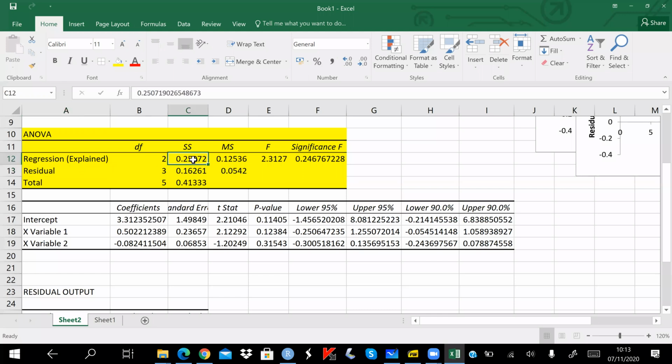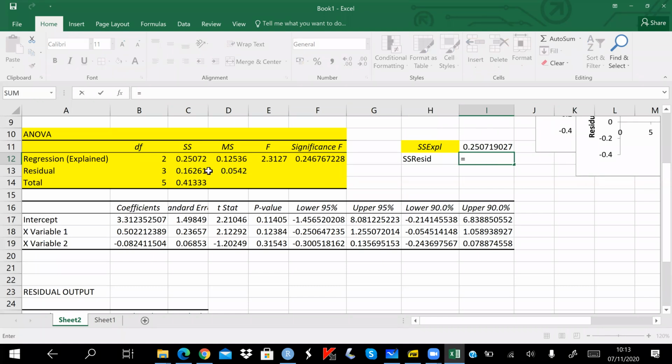Then here you have the sum of squares explained. So this is SS explained, this number here, and then SS residual is this other value here.